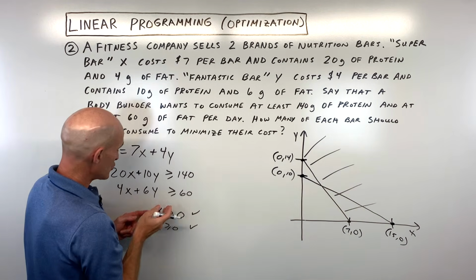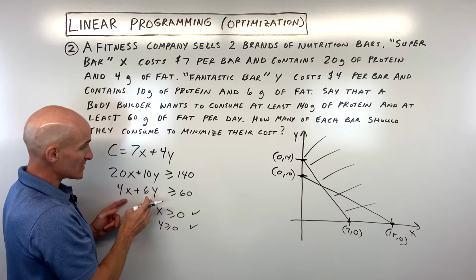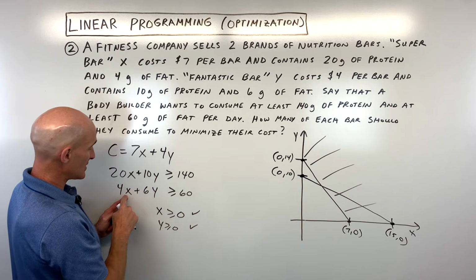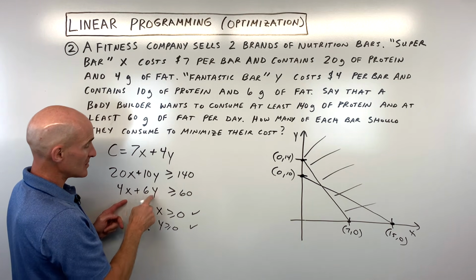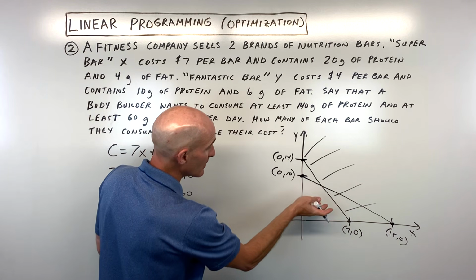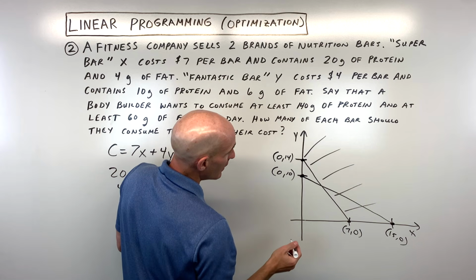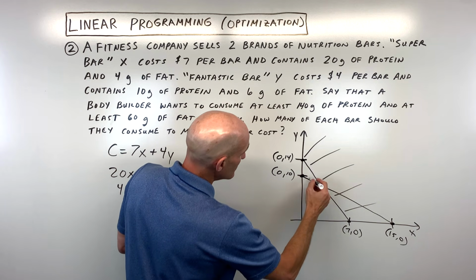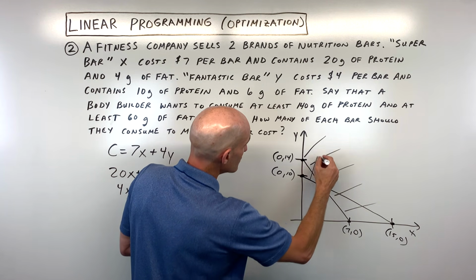Greater than, let's double check now. What we want to do is we want to do a test point. So we pick 0, 0. That's going to be 0 plus 0 is 0. Is that greater than or equal to 60? No. So this is the false side. We want to shade on the other side of this line. So that's going to be right here.